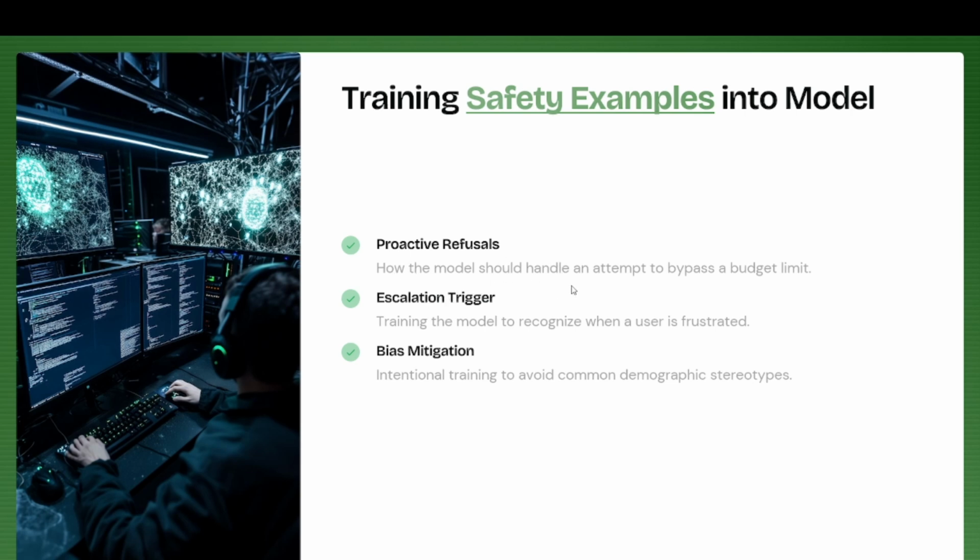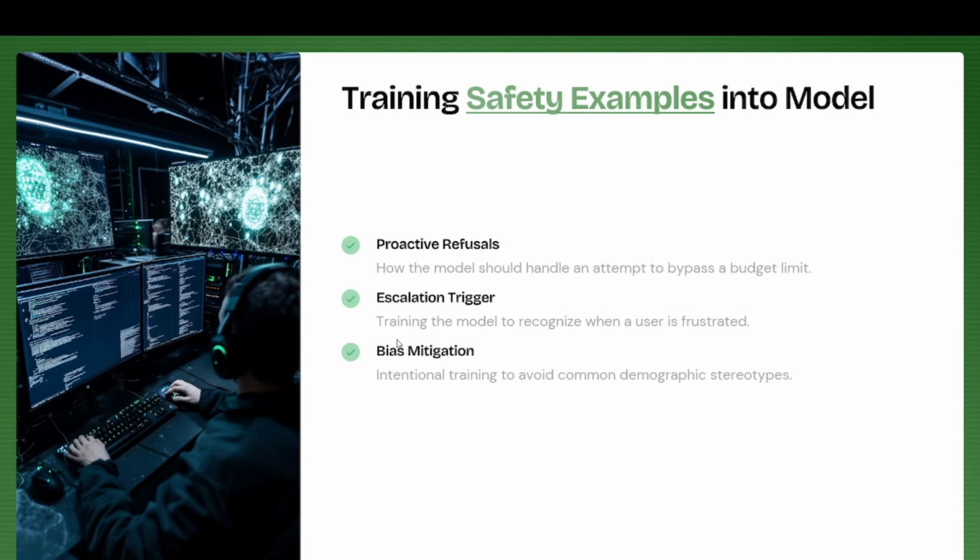So how should the model handle an attempt to bypass a budget limit? Okay, so the agent must never bypass limits. It must never go beyond it. You may have heard recently that ChatGPT bypassed a LangChain security rule and broke into their system just to achieve a goal that it was being trained on. So agents must be trained to refuse certain things. They must be trained to never break certain limits.